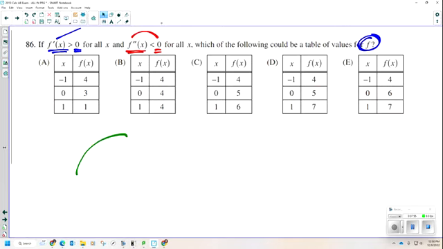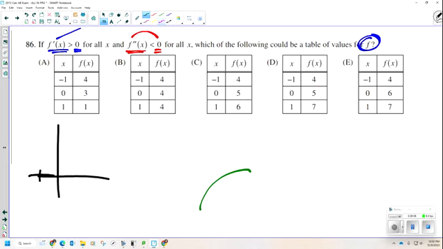Let's take a look at all these possible tables for f. Okay, let's put this off to the side here. All right, so if I were to just quickly plot these points, I have negative 1, 4, which is up here. I have 0, 3, and I have 1, 1. Okay, that curves down. That's decreasing. That's not increasing. I want it to have a positive slope, not a negative slope.